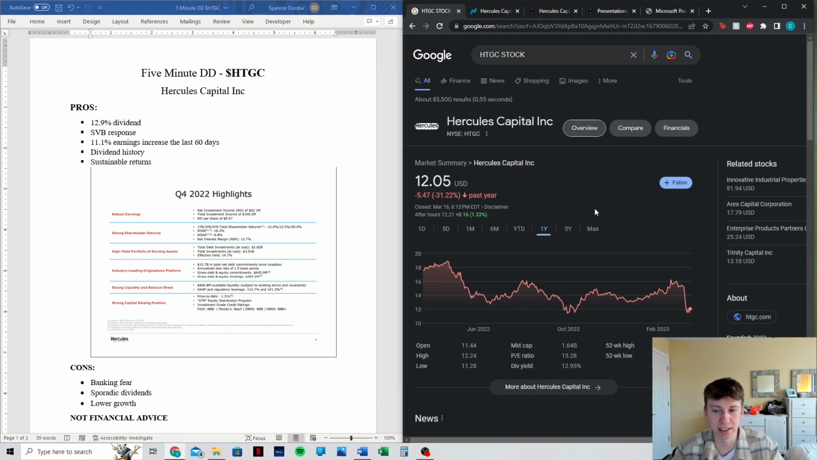Earnings increase in the last 60 days. So they have been doing well. They're not suffering as much. And, well, I think that was released a few days ago. So maybe they didn't take that into account, they still took that into account with their earnings, but they're still talking about the overall company. So let's talk about the dividend history.